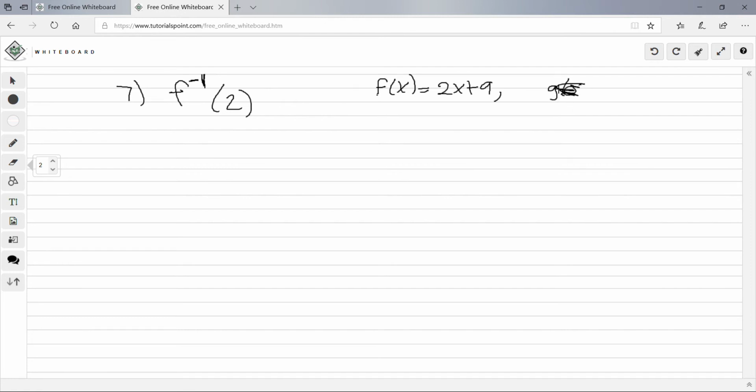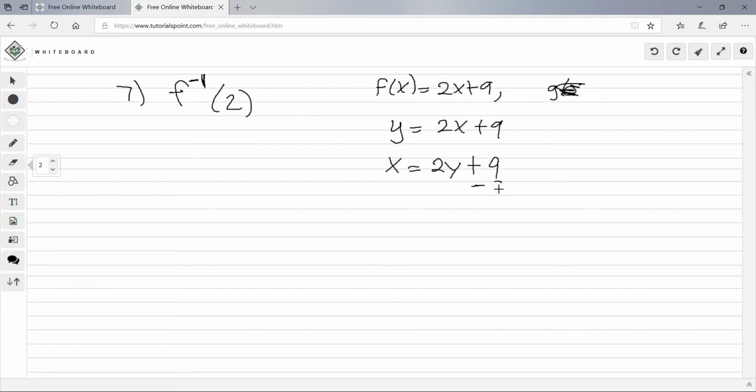We don't need g of x right now. Okay, so f of x equals 2x plus 9. We can also write f of x as y, because they're the same thing. y equals 2x plus 9. We've got to find the inverse of this. So to take the inverse, you simply switch the values and then solve for y. So instead of this being y, we call this x. And then instead of this x, we call this y. So it's x equals 2 times y plus 9.